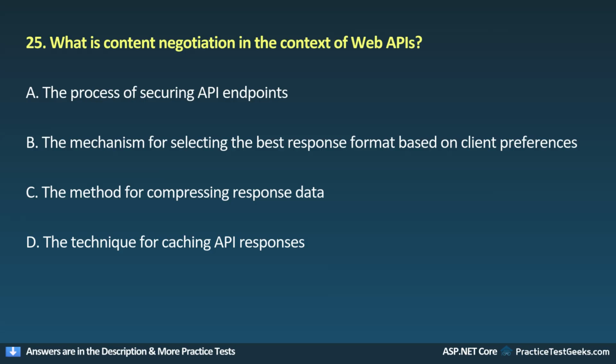A. The process of securing API endpoints. B. The mechanism for selecting the best response format based on client preferences. C. The method for compressing response data. D. The technique for caching API responses.